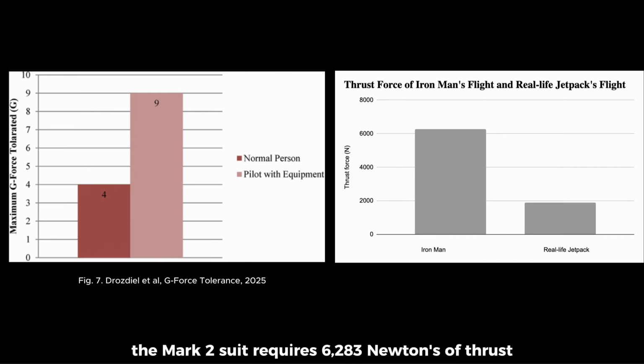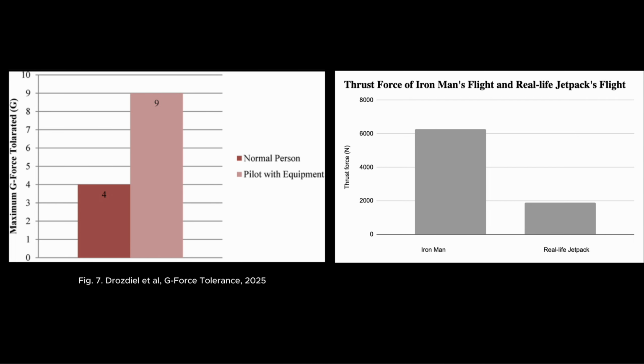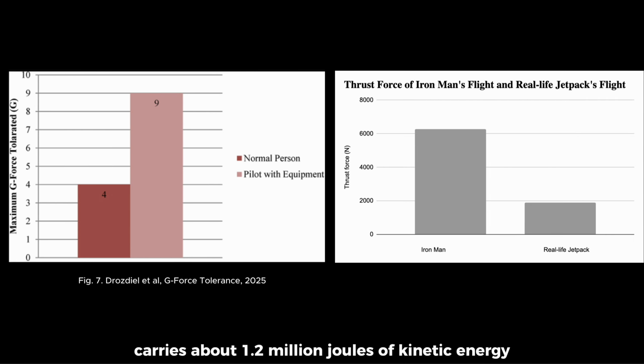Because the Mark II suit requires 6,280 newtons of thrust, over triple the 1,900 newtons produced by the strongest real jetpacks, carries about 1.2 million joules of kinetic energy, equivalent to a 1,100 kg car crash, and generates about 5 g during its turn, a level at which untrained humans typically black out, Iron Man's movements are physically impossible in real life.